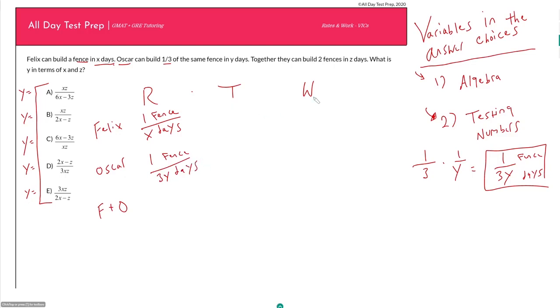And then together they can build 2 fences in Z days. So that is their combined rate, 2 fences per Z days. And so far we have usually been expressing our rates in terms of completing one job or one warehouse. It is perfectly fine to have it in terms of 2 fences in this case.